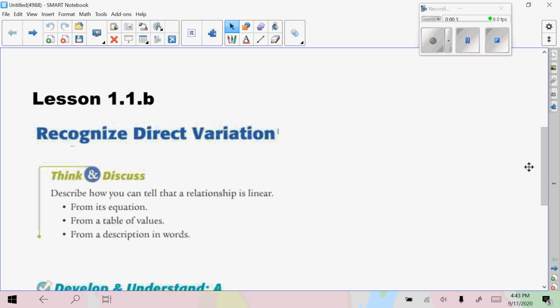I know we've talked a little bit about that, but today we're going to make it so that you for sure will know how to recognize it. There are three ways you're going to have to be able to do that: from its equation, from a table of values, and from a description in words. To help you get started, we're going to do some descriptions, and then we will create the table of values and the equation and decide whether or not we think it's a direct variation.